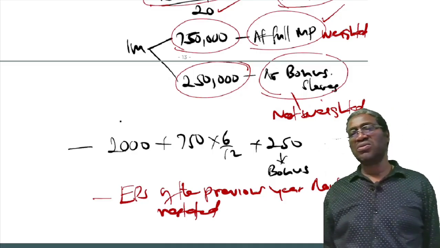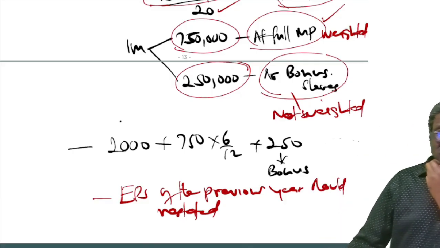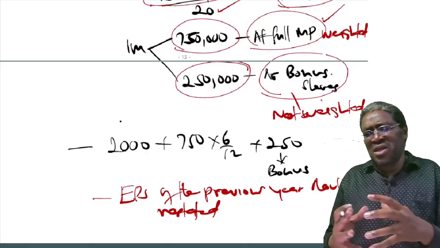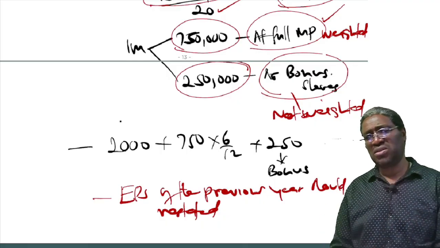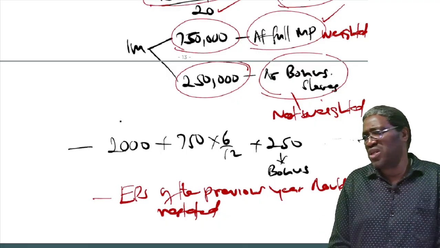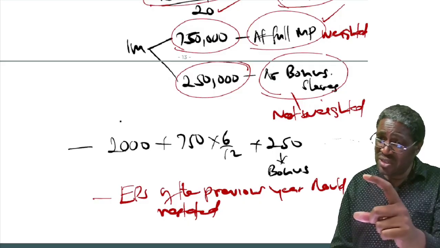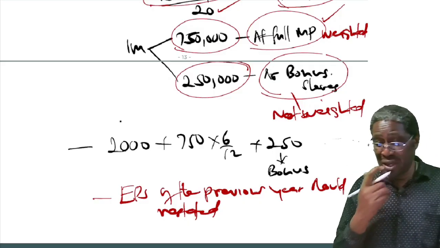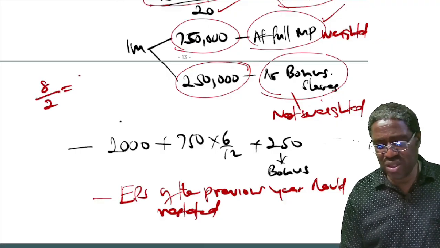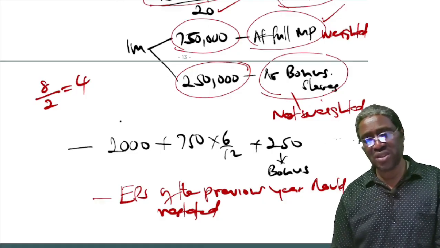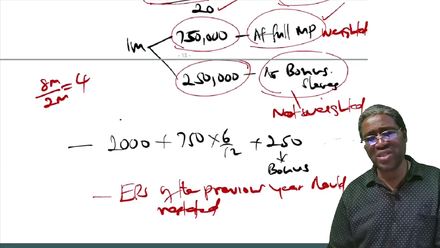Let me remind you again. Why do we have to restate the EPS of last year? Remember, in bonus, we say it is assumed to be issued at the beginning. Don't forget that. Just like when I was discussing the bonus element, the EPS of last year should be restated. Last year, our earnings were 8 million. We divided that by the number of shares last year, 2 million. That came to 4 shillings per share.